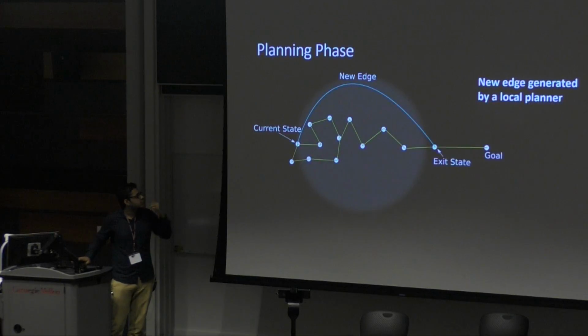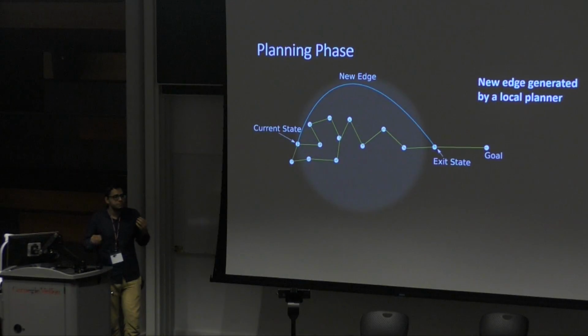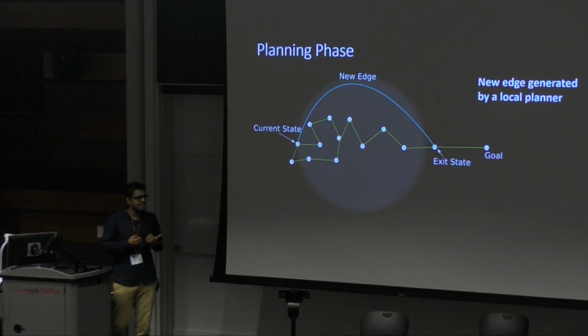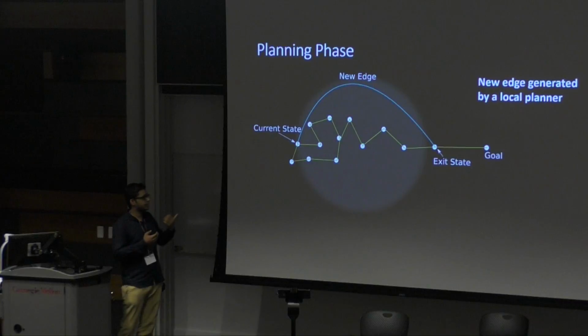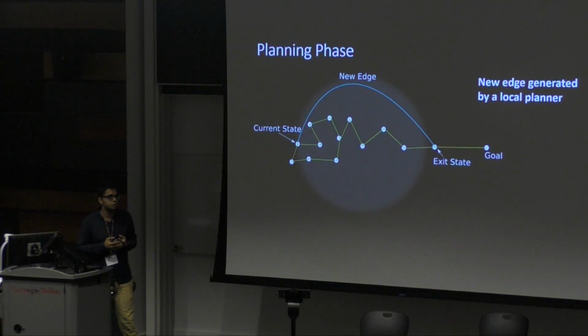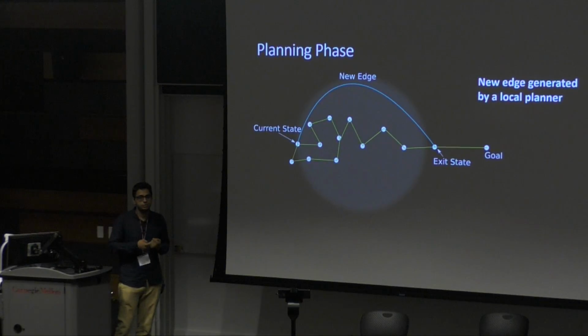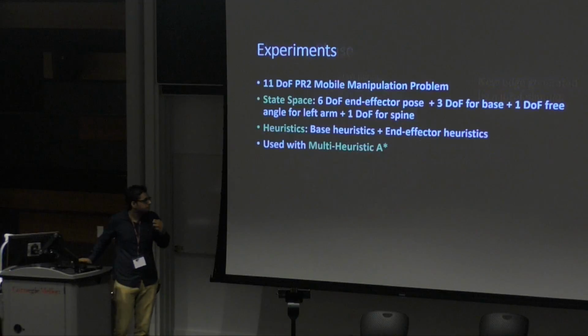Now, once you have this new edge, you simply add this state as a successor to the current state. So the search can choose whether or not it wants to jump to the exit state. In this way, it guarantees the optimality bounds because you're not forcing the search to take any particular path. You're simply giving it an option to move to the exit state if the heuristic cost is useful.